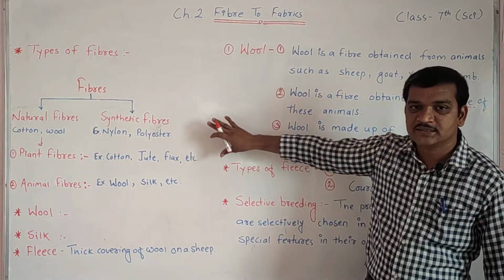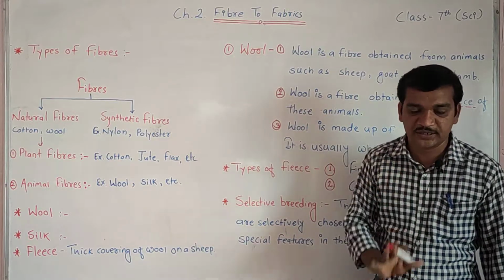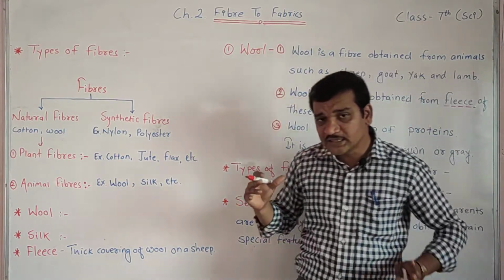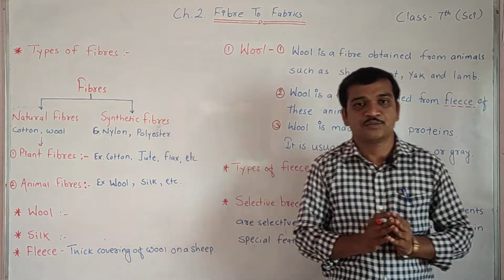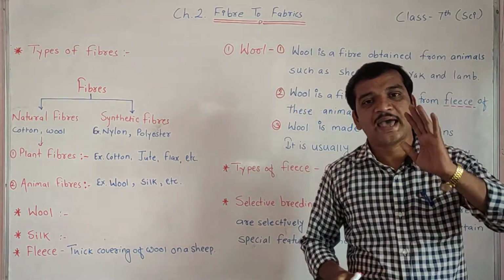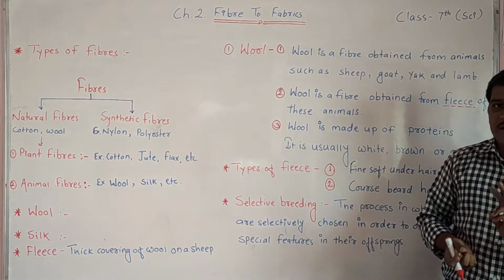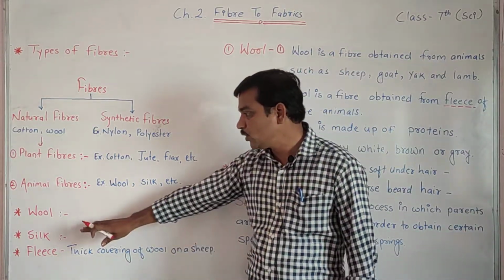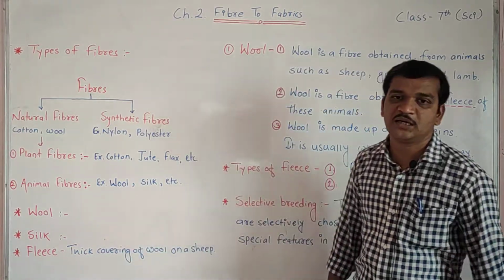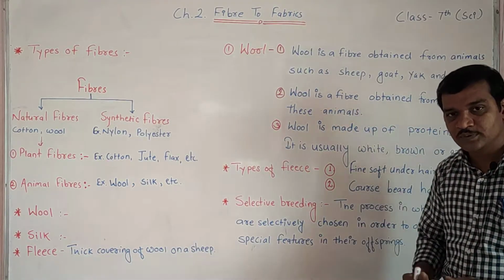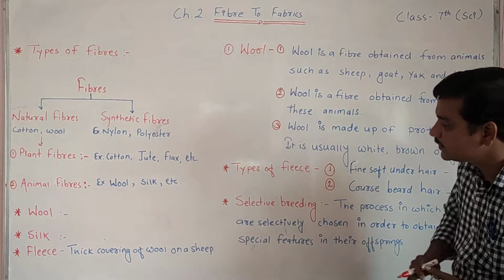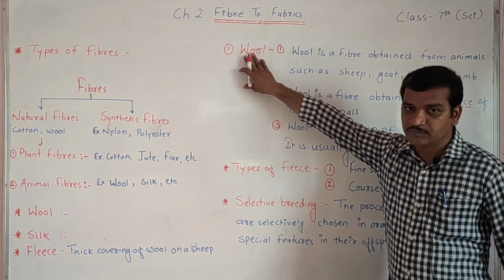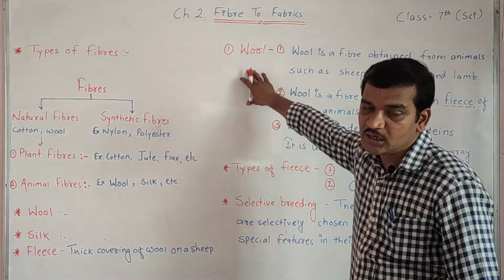So, fibers and types of fibers. Now in 7th standard we are going to learn about animal fibers. There are two types of animal fibers we are going to learn. First one is wool and second one is silk. First we will see about wool.